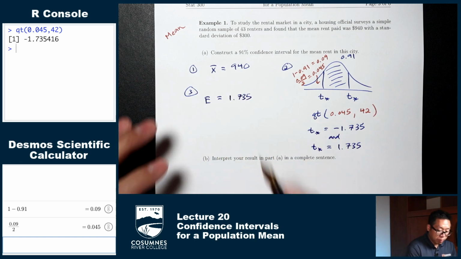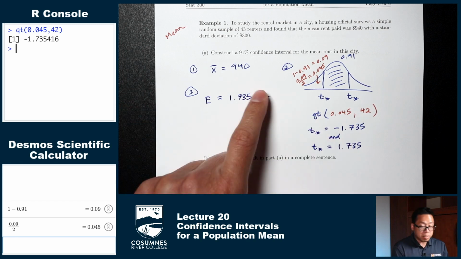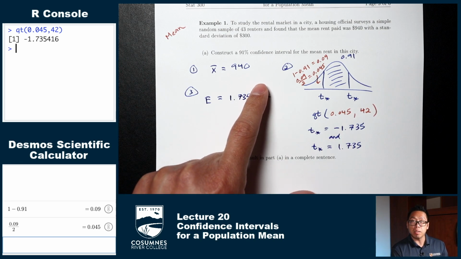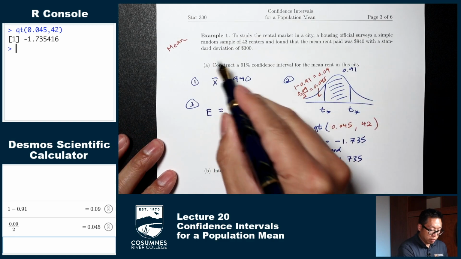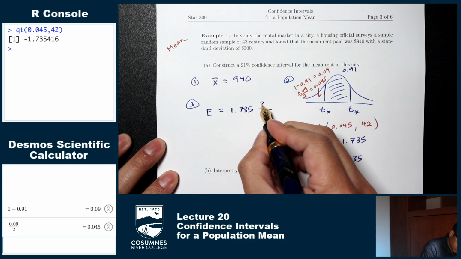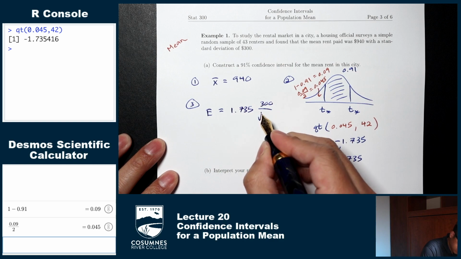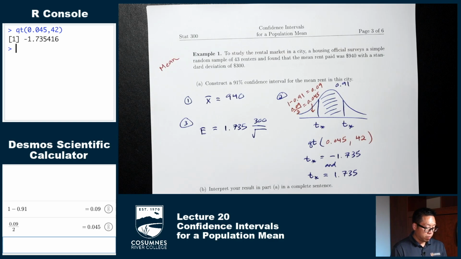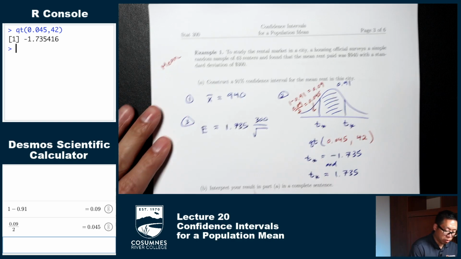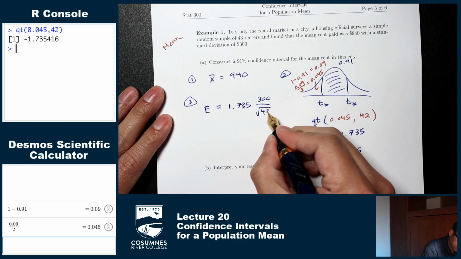Okay, S over square root of N. S is the standard deviation. So what's the standard deviation here? Standard deviation, 300. Over square root of N. So N is the sample size. Sample size is how many people we're picking here. 43 renters. Okay, so the sample size is 43.